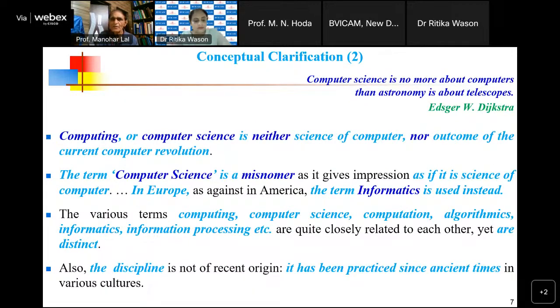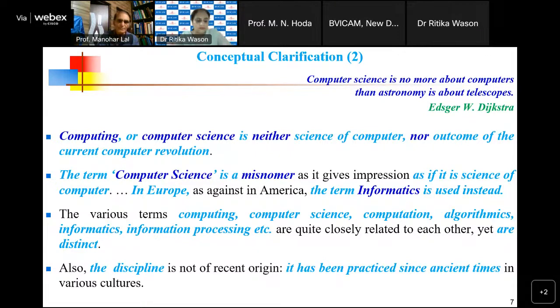At first, let us go into the concept. Second, a clarification about the title, computer science. Dijkstra is one of the founding fathers of computer science. And there is actually a misunderstanding that computer science is the science of computers. It is not at all. Computer science is no more about computers than astronomy is about telescopes.